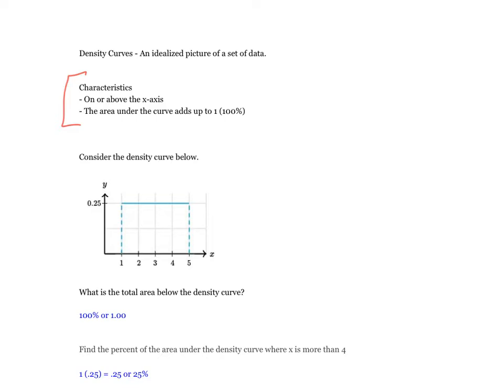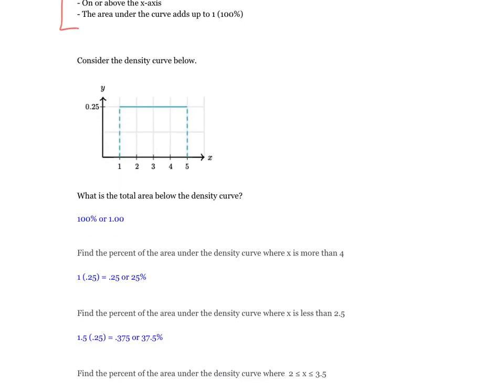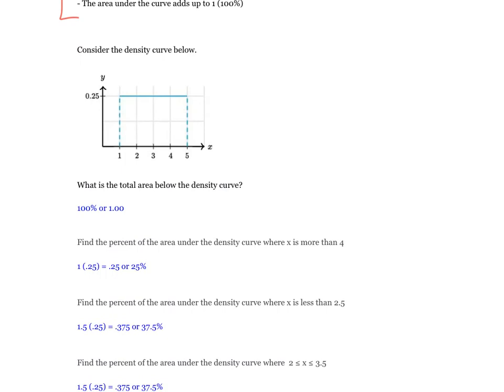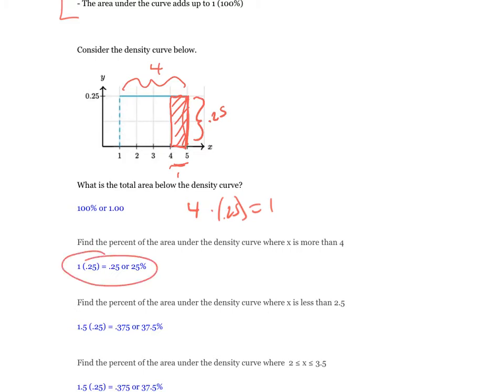So, for instance, moving down here, it says, what is the total area of the density curve above? Well, obviously it's 100%. It's a length times width thing. The width is 0.25, the length is 4. 4 times 0.25 is 1, or 100%. Then what percent of the area under the density curve where x is more than 4? Well, more than 4 would be over here. And again, that's going to be 0.25 because the width is 0.25 and the length is 1, so 1 times 0.25 is 25%. So that's this one.